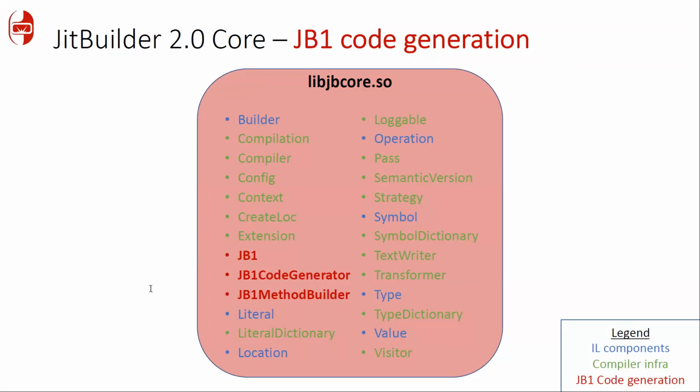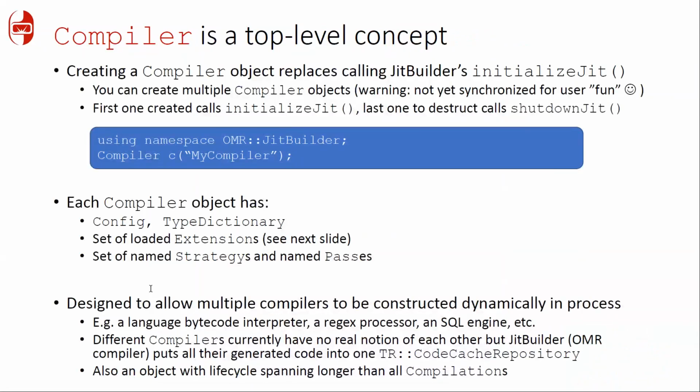Right, so let's start talking about some of these. I mentioned that compiler is an important new one. For the API, I've replaced the use of initialize JIT and shutdown JIT as APIs that users will use. Instead, I've wrapped that into an object called a compiler object. And you can actually create multiple ones, although they're not currently synchronized, so you have to be a little bit careful when you use them.